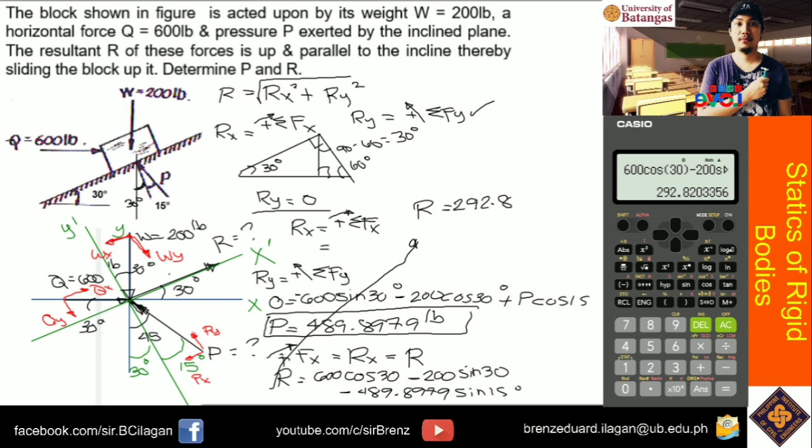292.8203 pounds. Okay, so that's our final answer. Okay, so let's proceed to the next problem.